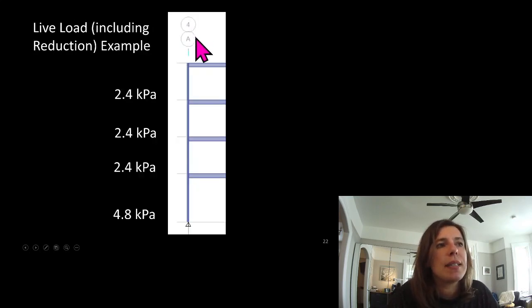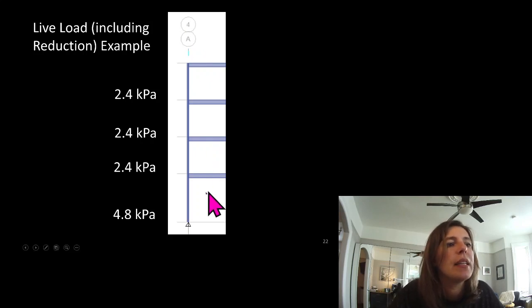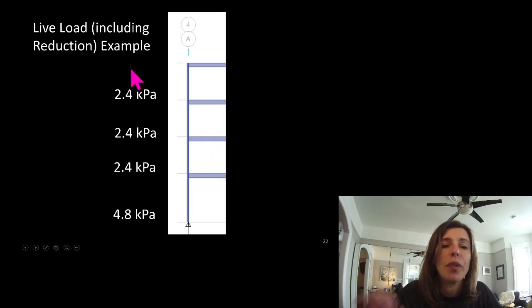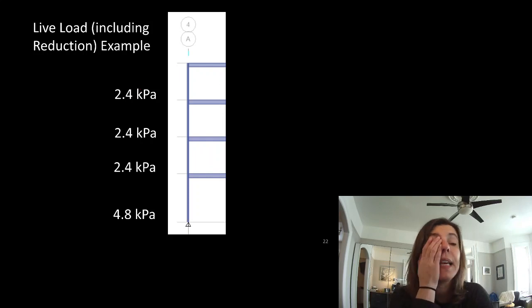For whatever reason this says A4, but A1, same thing, just fine. We know it's an office building. They've told us it's an office building. So a ground floor would have 4.8 kPa. And these 3 floors, level 2, 3, and 4, would have 2.4 kPa. The roof, 0.